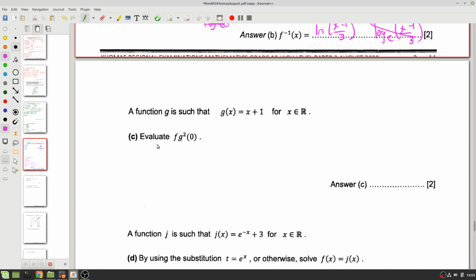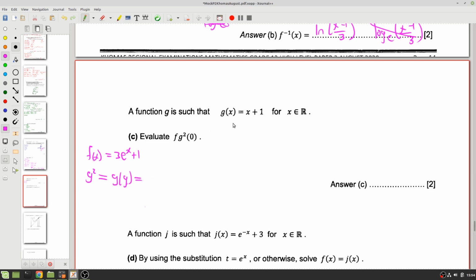Okay, let me just write down f again before I forget that. So f of x equals 3e to the power x plus 1, and g of x is that. So first we want to do g squared. So g squared, just to make sure, it does not mean g times g, right? That is a common mistake.